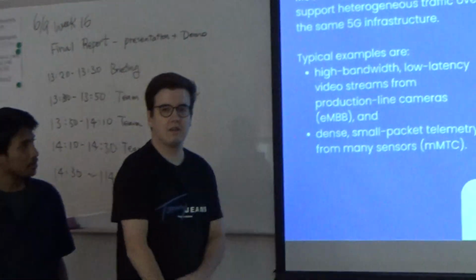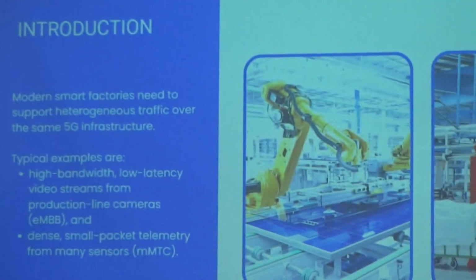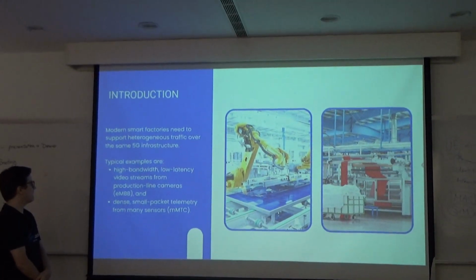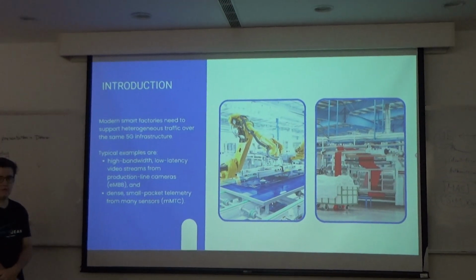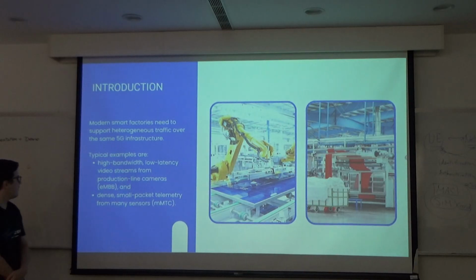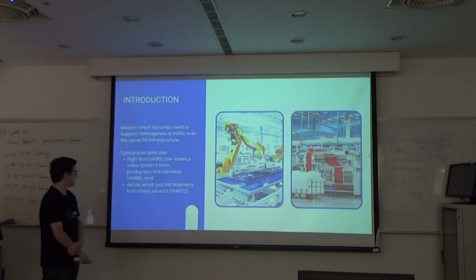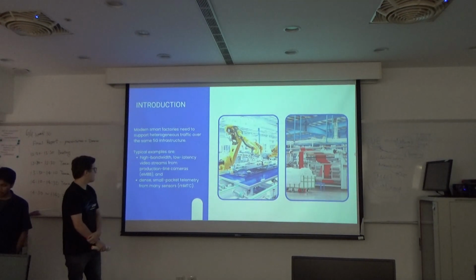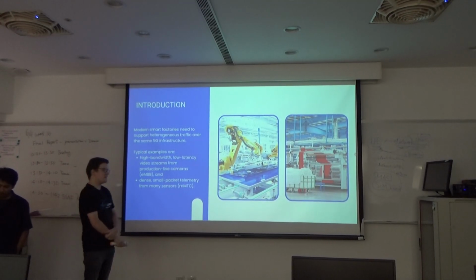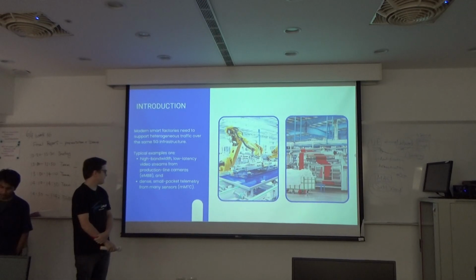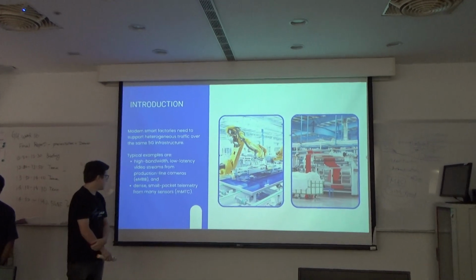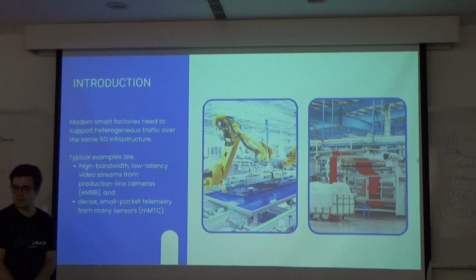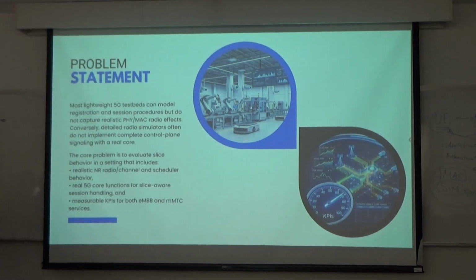First of all, a small introduction to see why we are doing this. Modern smart factories nowadays need to support heterogeneous traffic on the same 5G infrastructure. Typical examples are high bandwidth, low latency video streams for production line cameras, eMBB, and dense small packet telemetry from many sensors, also called mMTC.